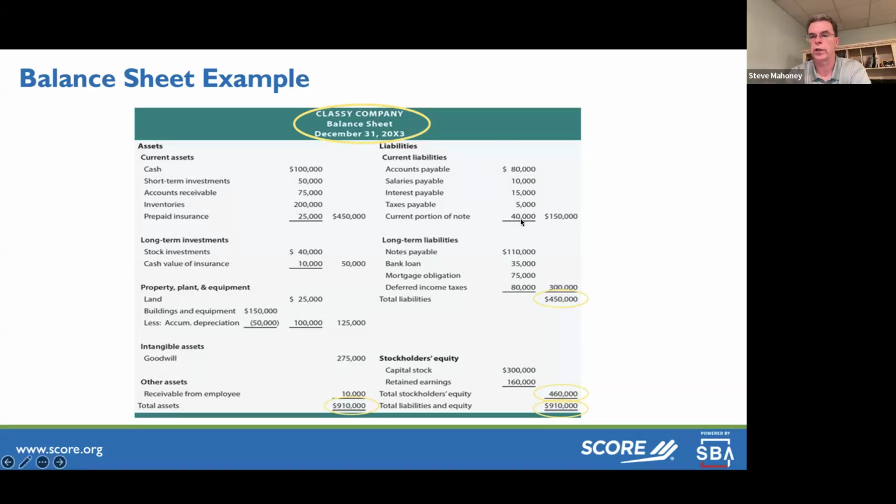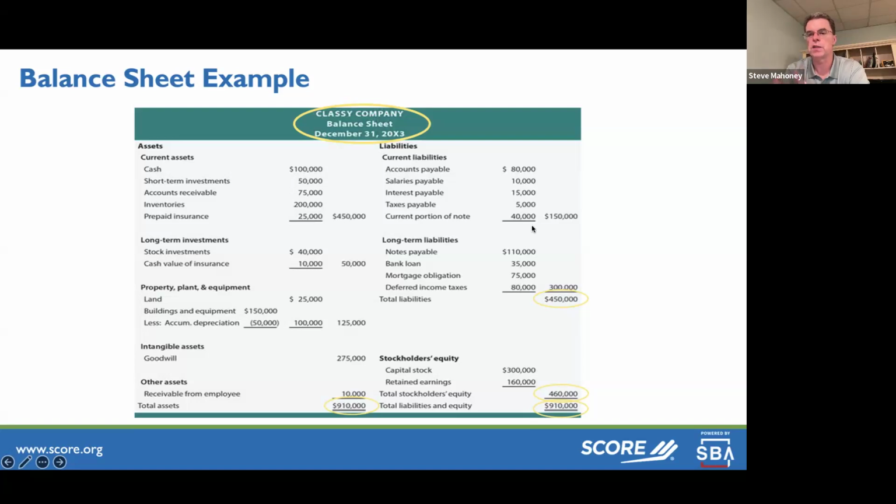Any income taxes payable you owe to the government, these are your liabilities. I did want to point out that the debt on this balance sheet is split into two portions. There's what's called a current portion of debt for this $40,000. Then there's a notes payable for 110 and a bank loan and a mortgage obligation.